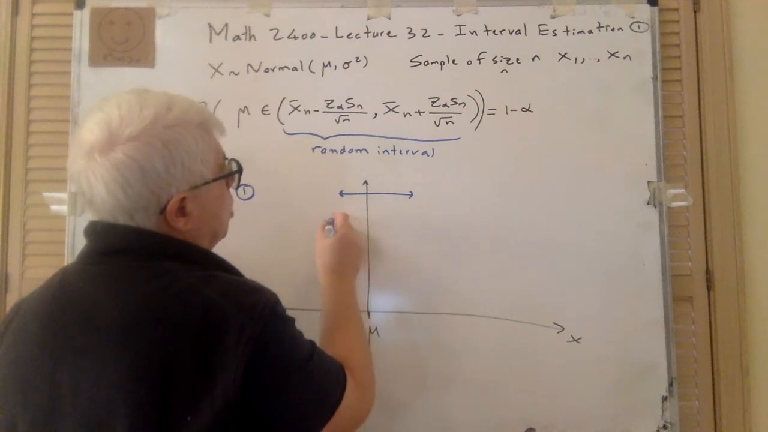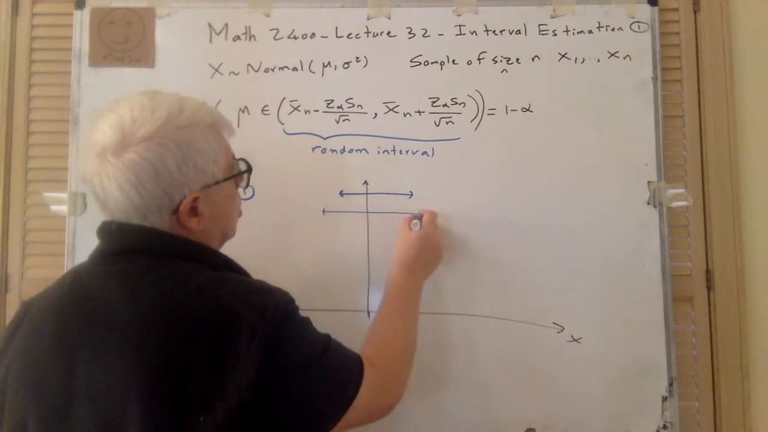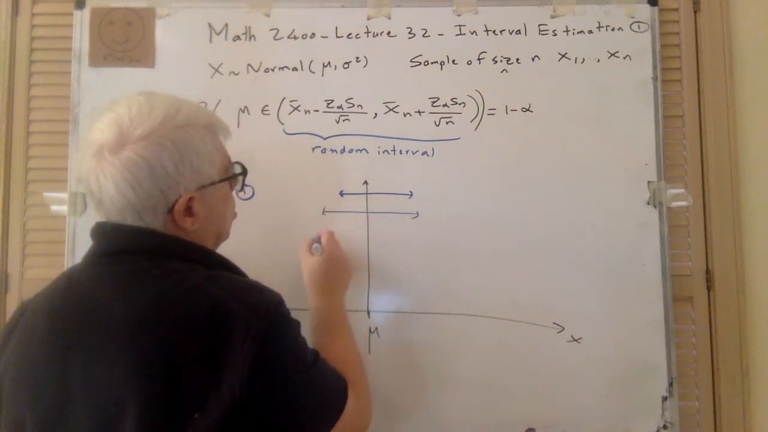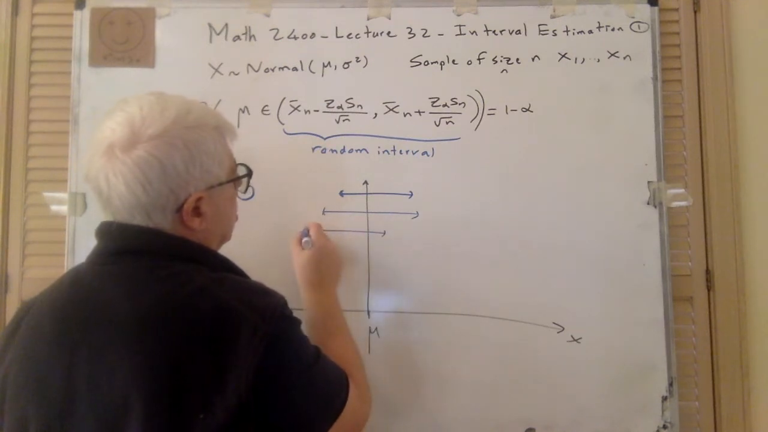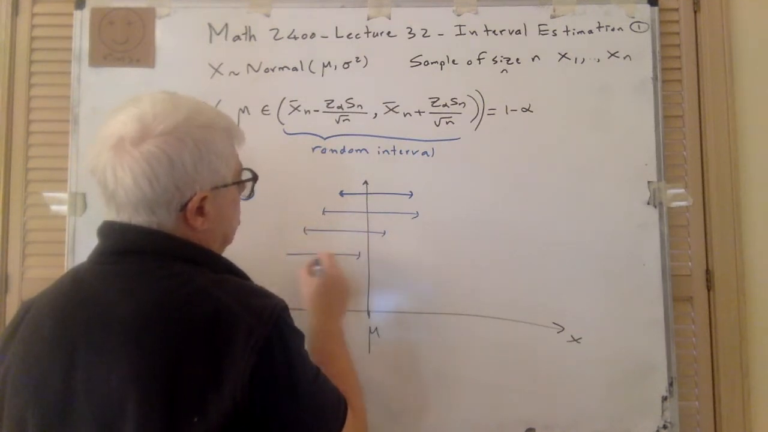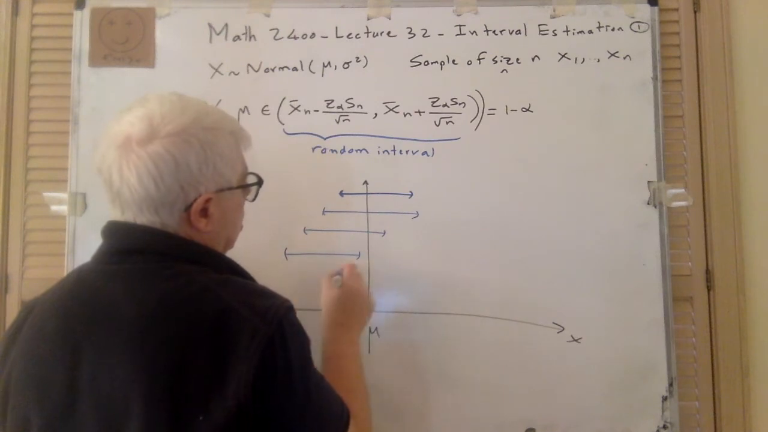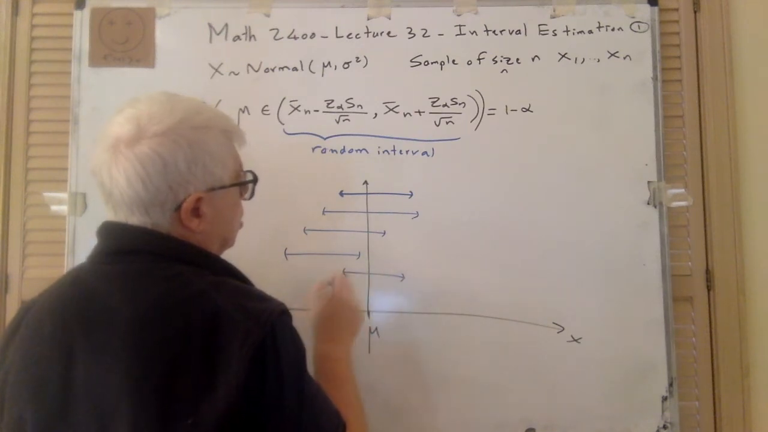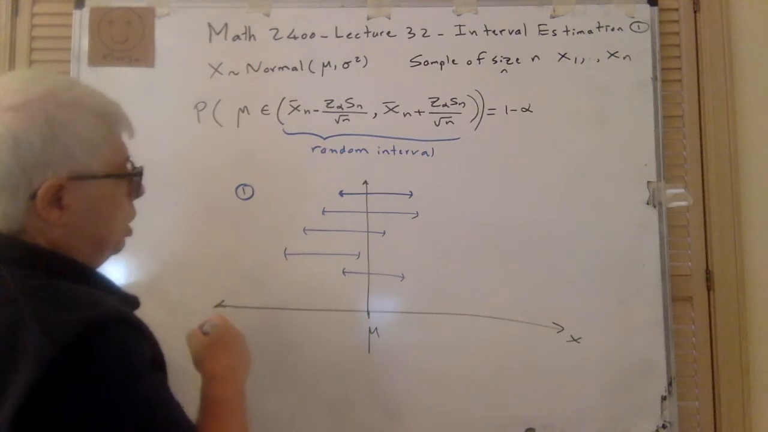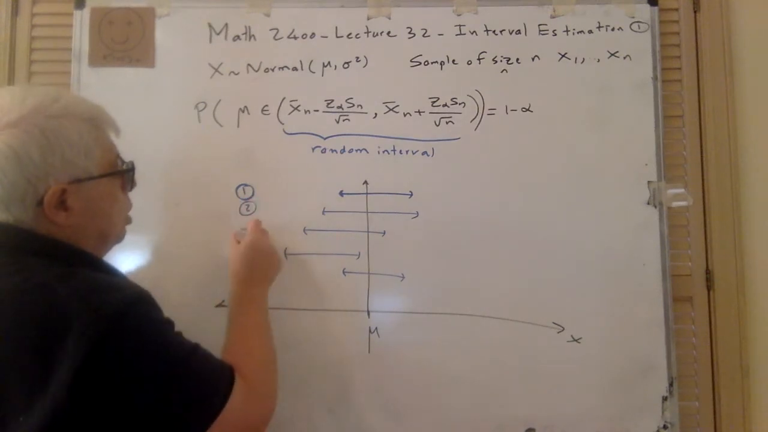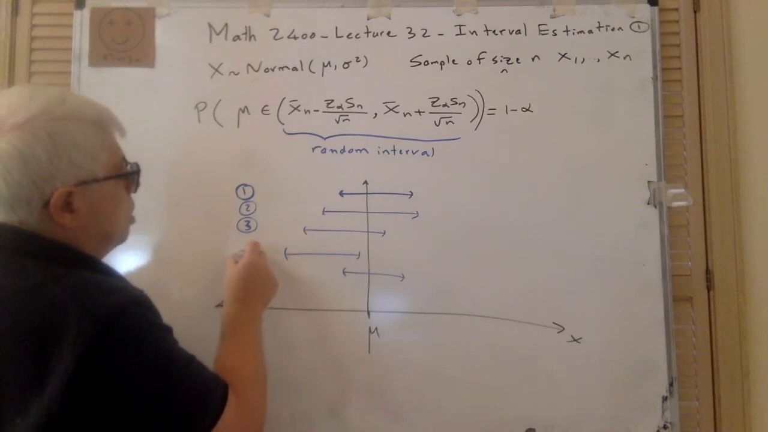Another team might find this random interval. Another team might find this random interval. Another team might find this random interval. Then someone might find this random interval, and so on. So each one of them is a random interval found by some team, or maybe the same team does it again and again.